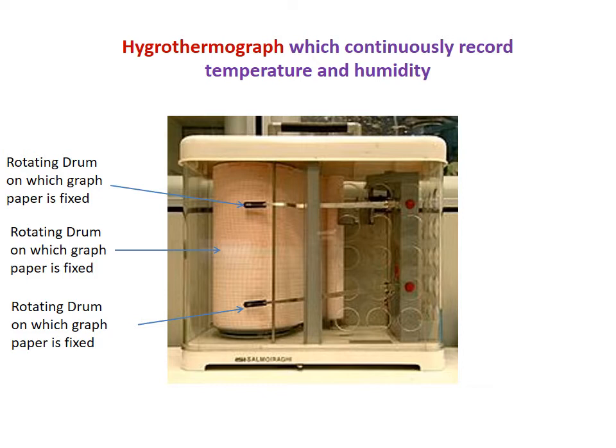You can have different types of graph papers fixed on it, and you can get a regular recording of the temperature and humidity data for whatever period you would like, after leaving it in the field in a proper enclosure, in a Stephenson screen preferably. That is the way to collect a continuous recording of the data throughout the day and throughout the night.